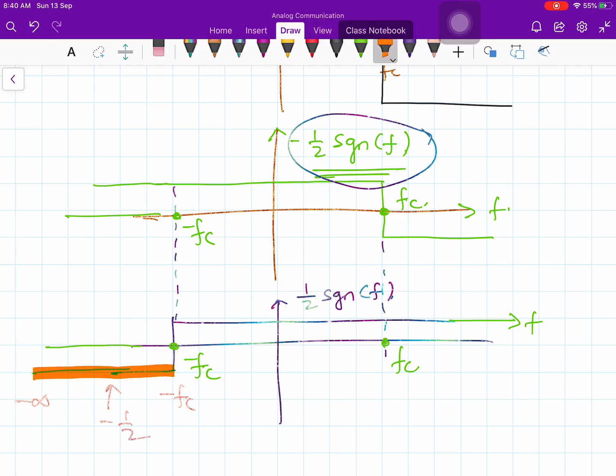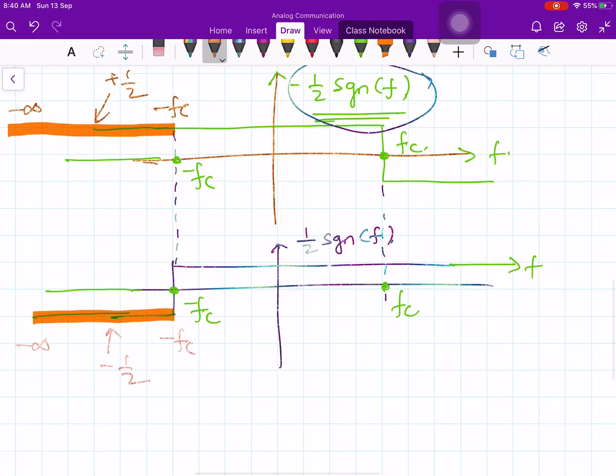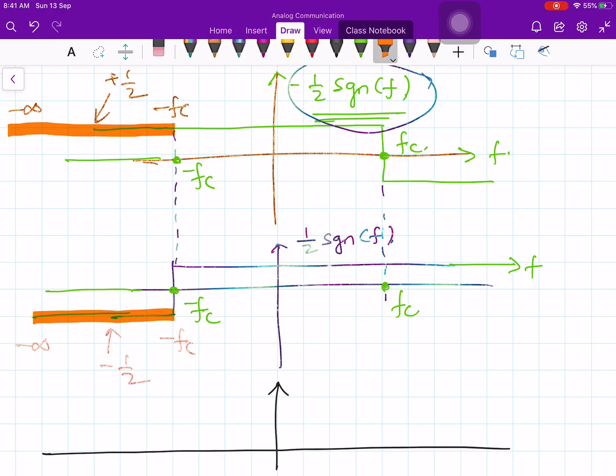Now, what about here? This one is up to here, it is plus half. Minus infinity to minus fc, its value is plus 1/2. If you add these two, what will you get? You will get a 0 component. So, up to this point you will get 0. Fine. Now, let me change the color.